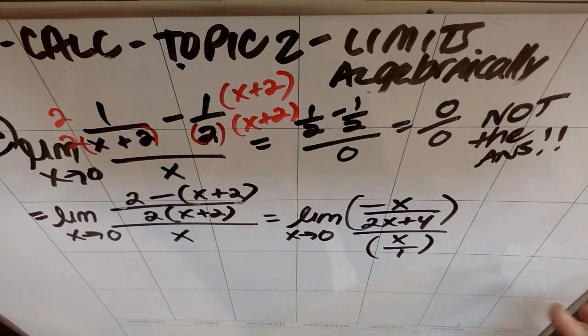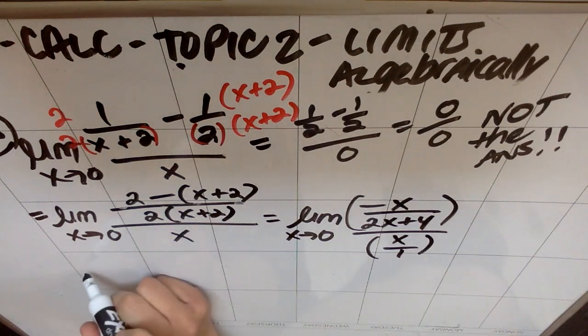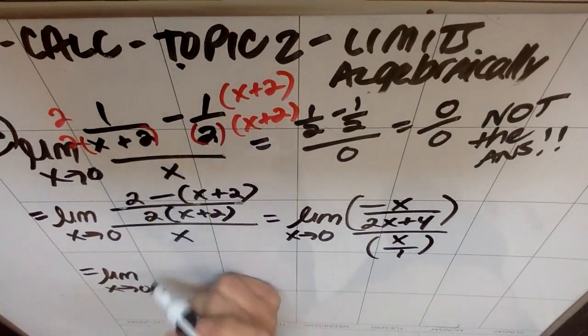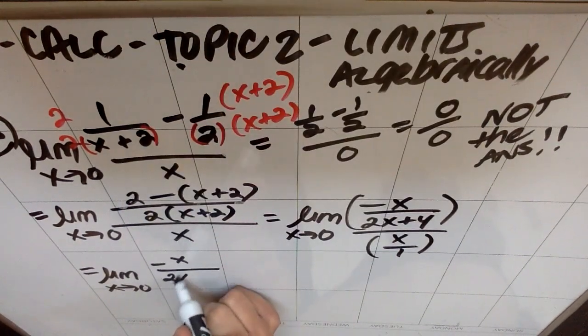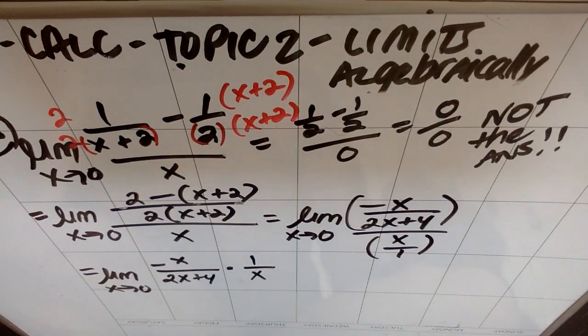but I'm going to call that an x over 1, because every number is actually secretly a fraction. The number 5 is 5 over 1. The number 37 is 37 over 1, right? Everything's secretly a fraction. So when we divide a fraction by a fraction, we flip and multiply by the reciprocal. So I'm going to get negative x over a 2x plus 4 times a 1 over x. Well, what you'll notice is that these factors can now cancel.